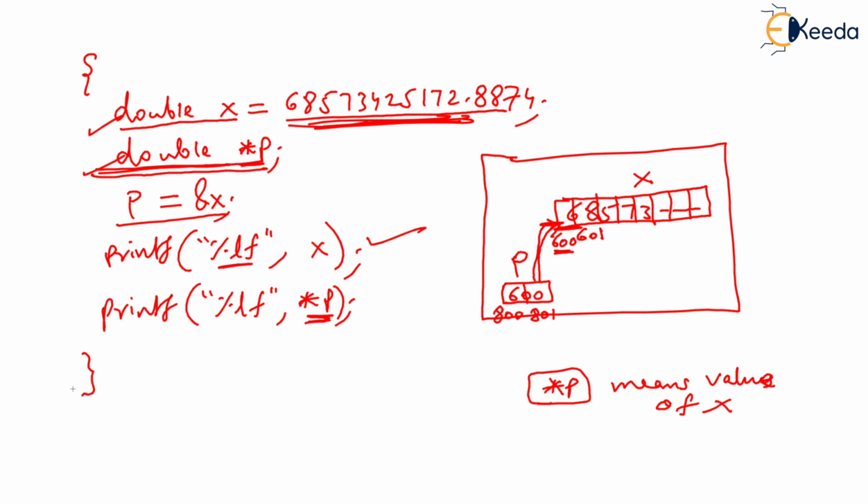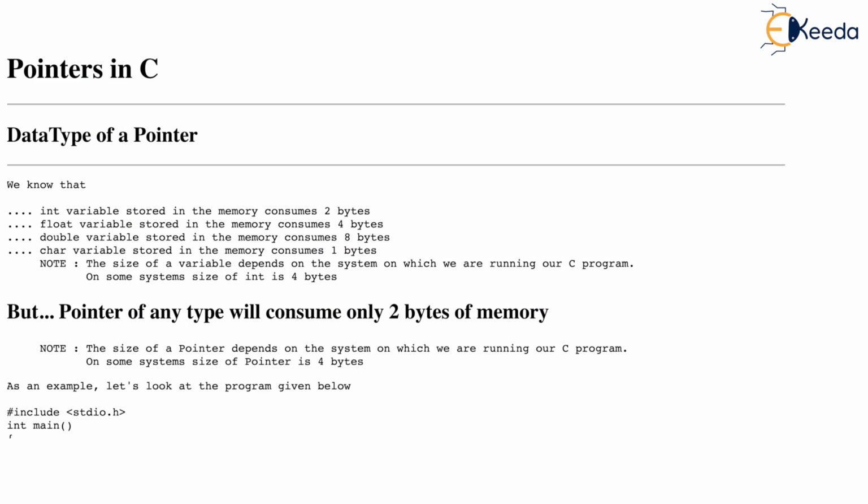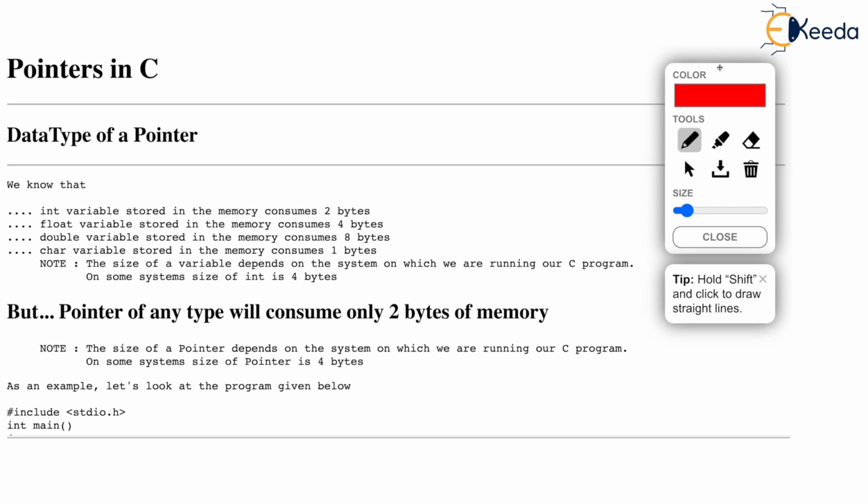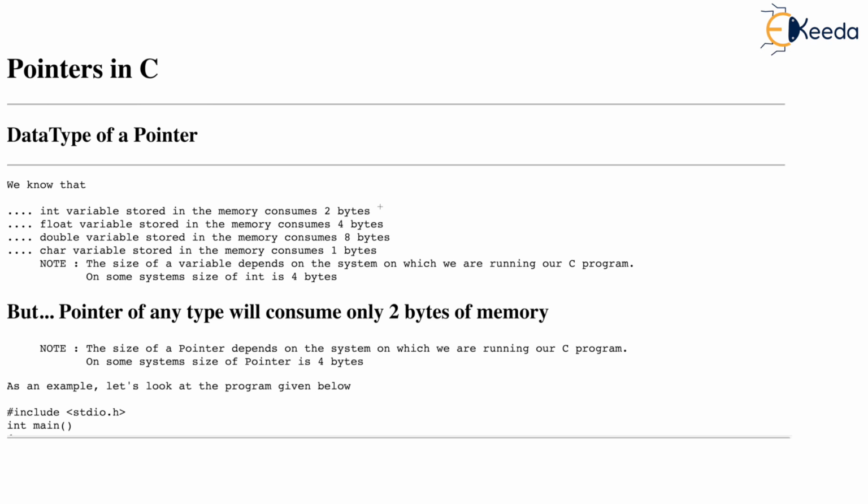But important thing you noted here is that any kind of pointer stored in the memory always needs 2 bytes because it doesn't store the value of that type, but it stores only address. So coming back to the text here, I hope now you understand that every integer consumes 2 bytes, float 4 bytes, double 8 bytes, char 1 byte, and the size of the variable depends on the system. Just check on which we are running our program.